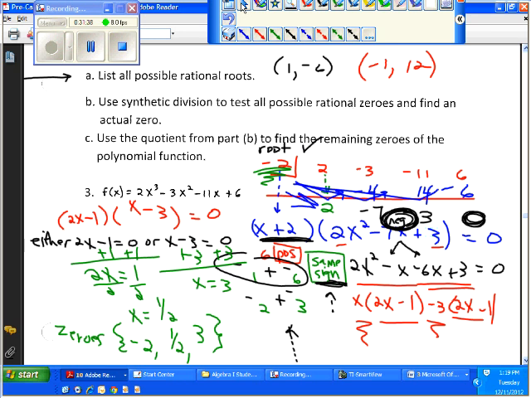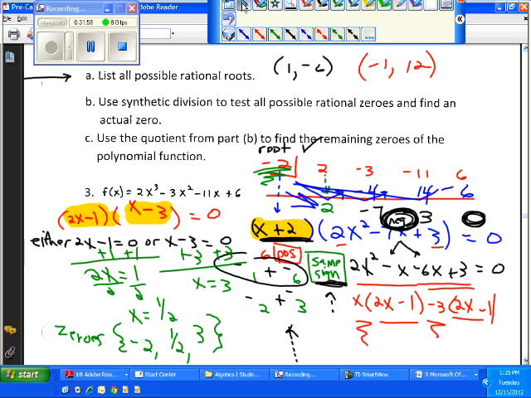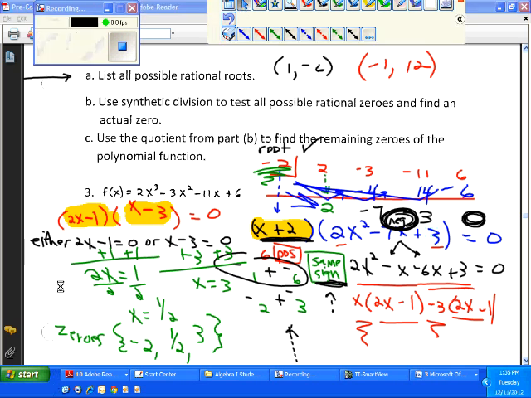It was an x to the third power, therefore it has 3 roots. We said we found the roots. It had 3 factors. The factors were x plus 2, and then from the quadratic, 2x minus 1 and x minus 3. Any questions on finding the roots of a polynomial function of a degree higher than 2? Okay? Any questions? All right.